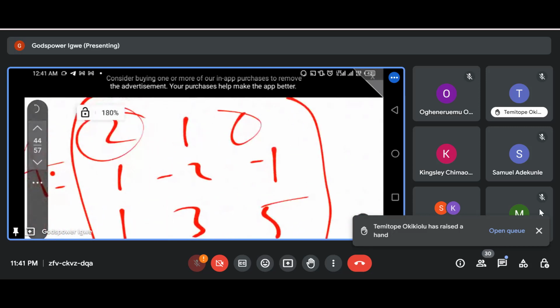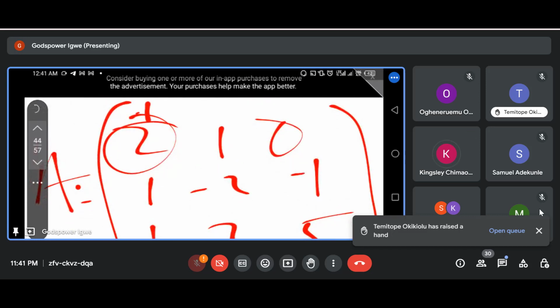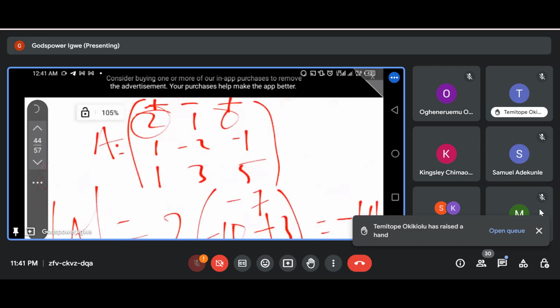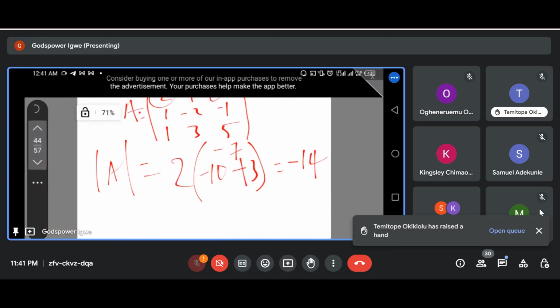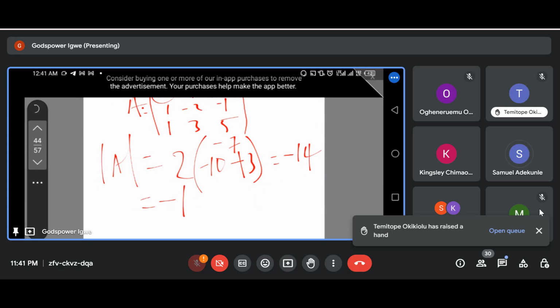Now, this top side we follow the convention of positive. This one negative, and this one positive. That's how we run it. So the second part will be minus, what's the second element there? That's minus 1.